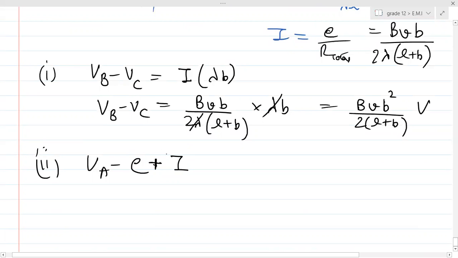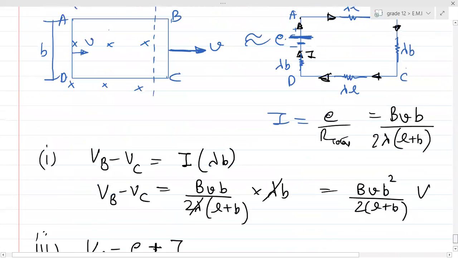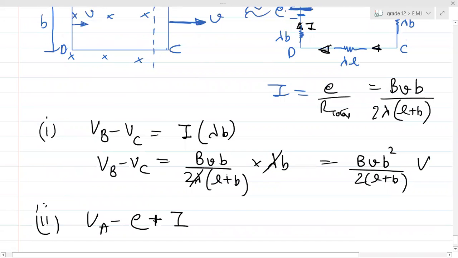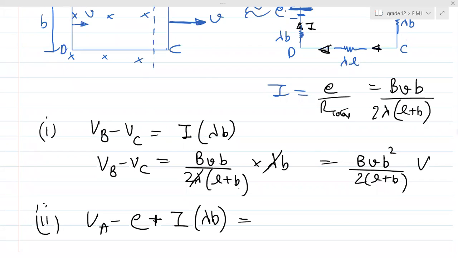Don't forget current electricity. That's why I spend an awfully lot of time on current electricity, so that your basic concept will be there. And I told you in the beginning only that if your current electricity is good, a little bit of your EMI will also be good, right? And this is the reason why.